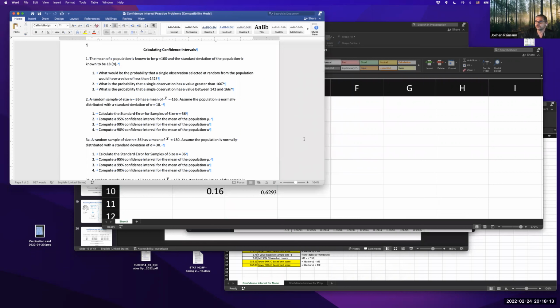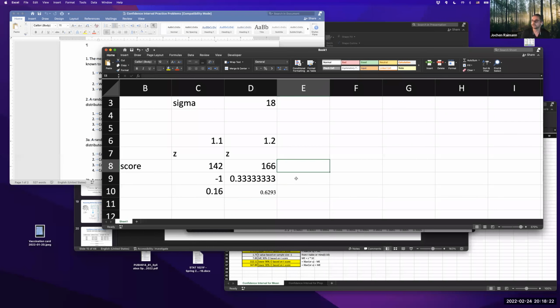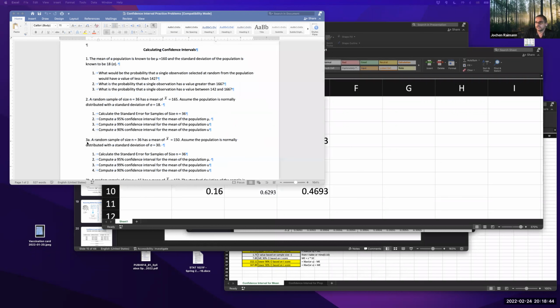Okay, so now we have between 142 and 166. So now you want to essentially have the difference between that. So this minus this, right? This is the difference that you have in between. So this is 0.47. And that's essentially how you would approach this. Does that make sense so far, right? So this is a simple one.